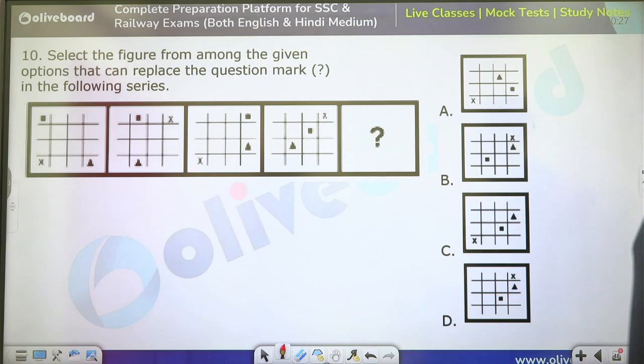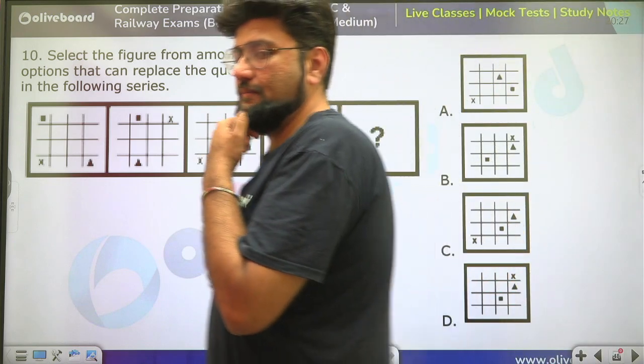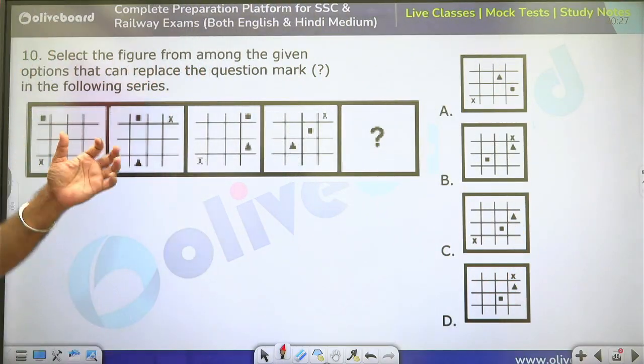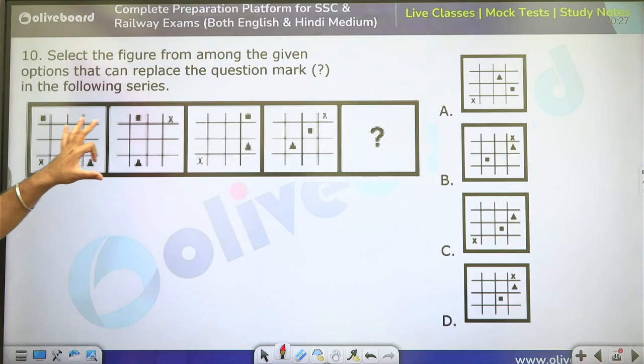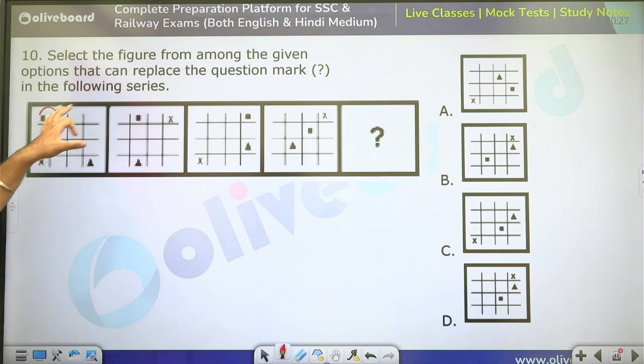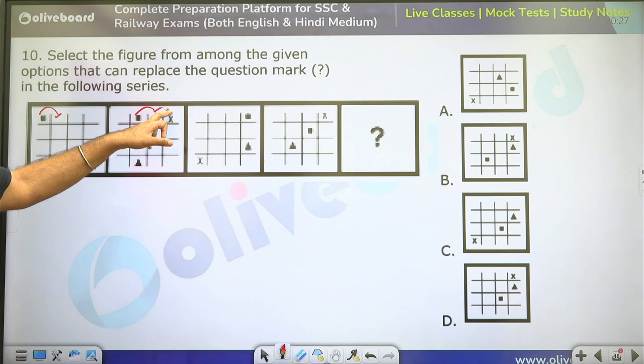This is actually a very interesting question. Just look at the movements element wise. If you just mix all the movements, you will not be able to visualize what is happening. Okay. So look at them element wise, one by one. Let's start with the square. How is the square moving? So the square has moved 1 step to the right from here to here. Then 2 steps to the right from here to here.